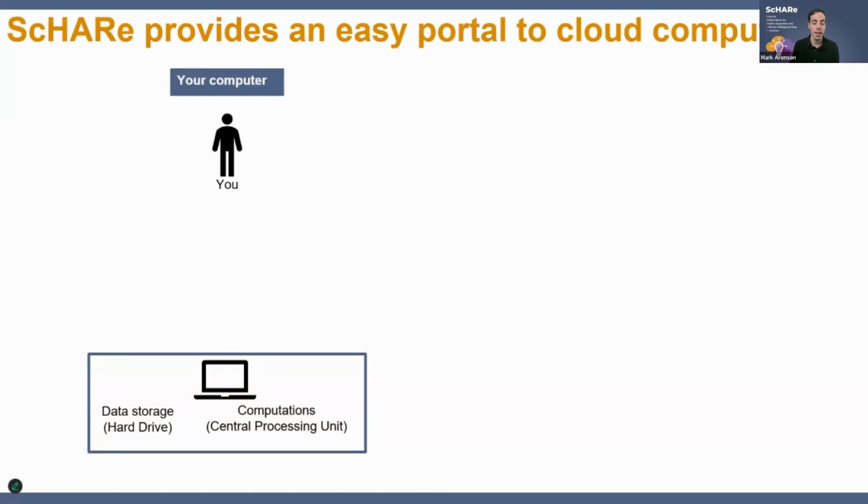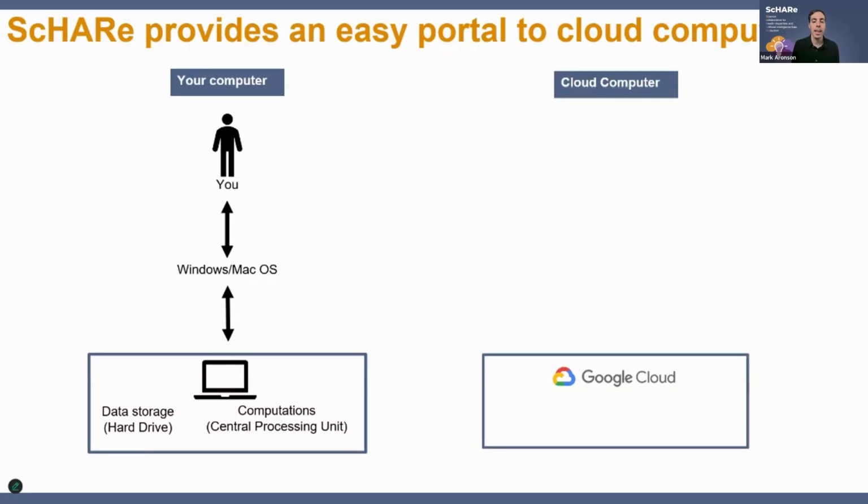The way that you, as a human, interact with this combination of data storage and computations is through the operating system on your computer. So Windows or Mac OS, or if on your phone, maybe iOS. Now, cloud computing is essentially the same thing. In the case of Terra, which is built on top of the Google Cloud Platform, which is why you need a Google account to be able to use it, instead of hard drives and CPUs, we have what are called storage devices and servers, but they perform these same functions of data storage and computation.